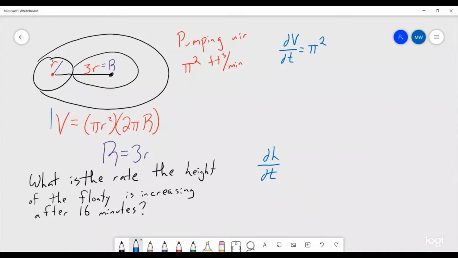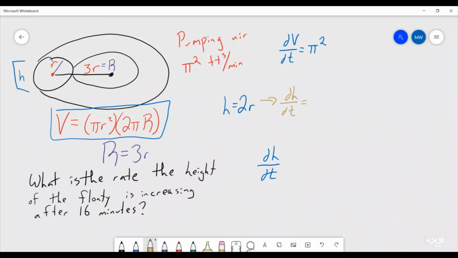Now, the problem is in our equation for volume, there's no height anywhere. But what's the height of the floaty? Well, the height of the floaty is this distance right here. So that means that h is equal to 2r, which means that dh/dt is equal to 2 dr/dt. So we are going to need to figure out what dr/dt is to then figure out what dh/dt is. Let's go through and do that.